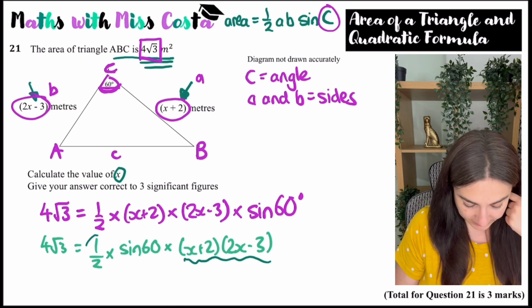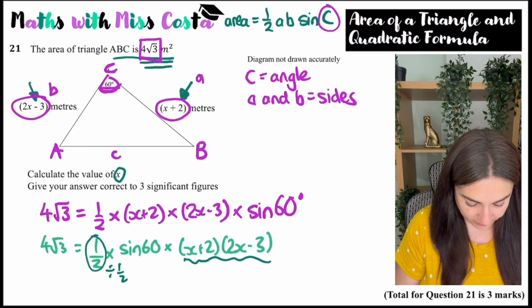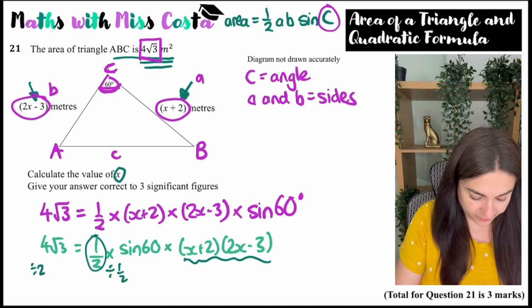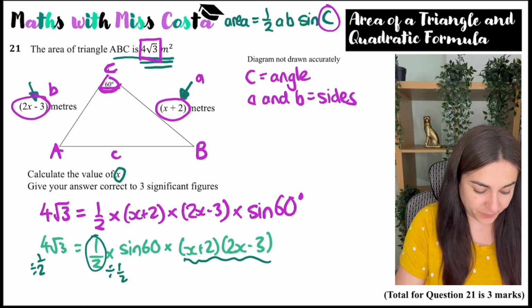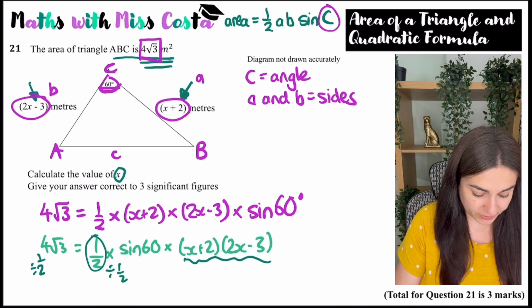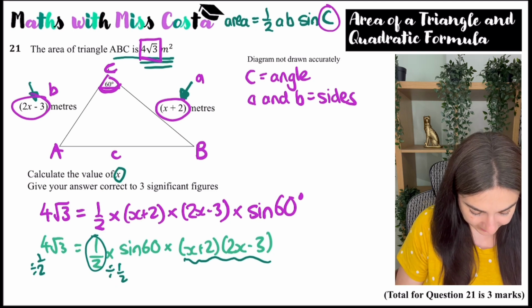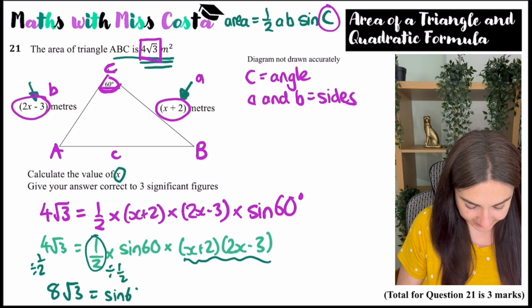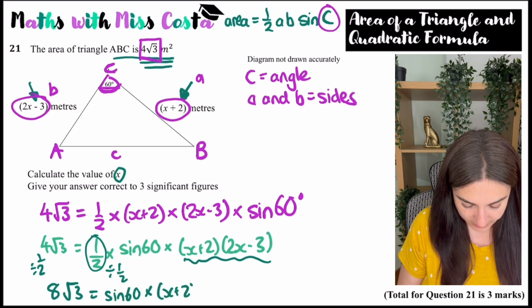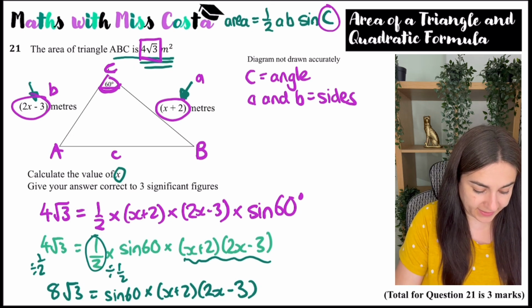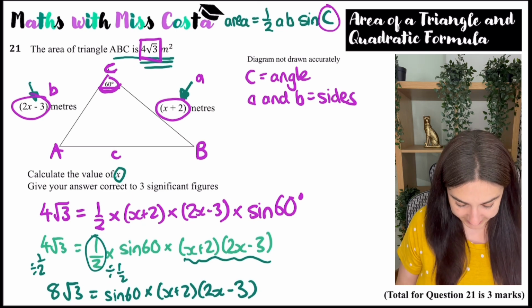So I'm timesing by a half. So step 1, I want to divide both sides by a half. Dividing by a half is the same as timesing by 2, but if you're not sure, just enter it into your calculator, and you'd see that that becomes 8 root 3. So 8 root 3 equals sine 60 times by this. And then I'm just going to have to divide 8 root 3 by sine 60, which is 16.